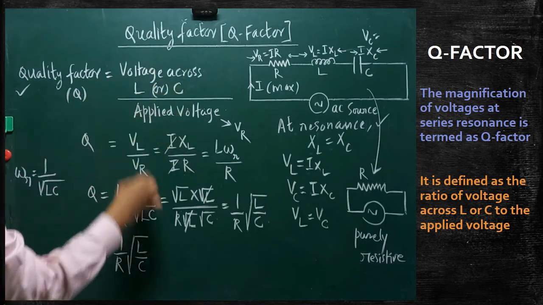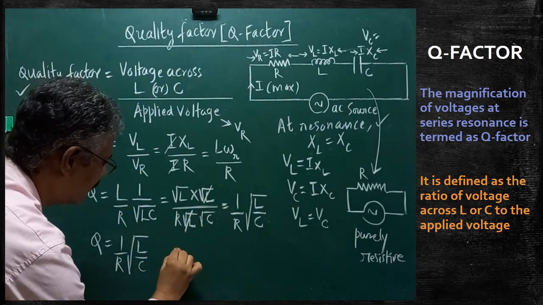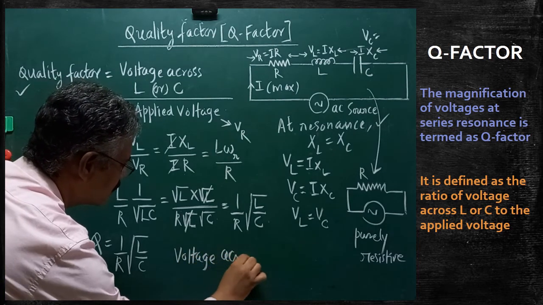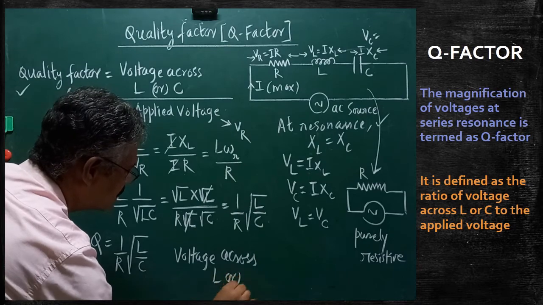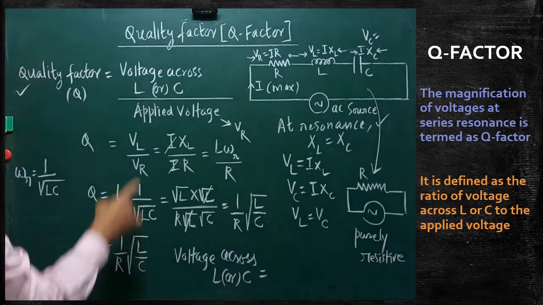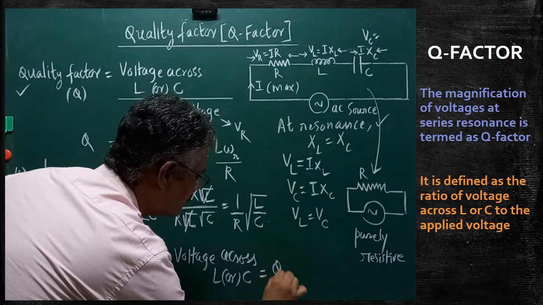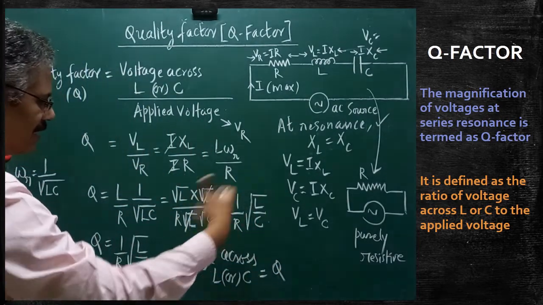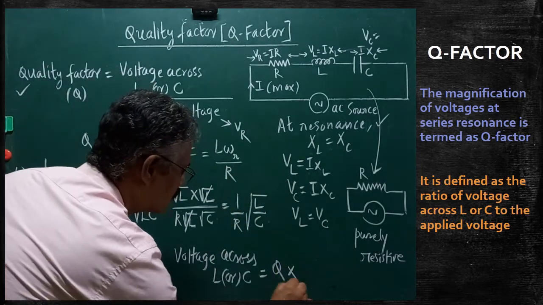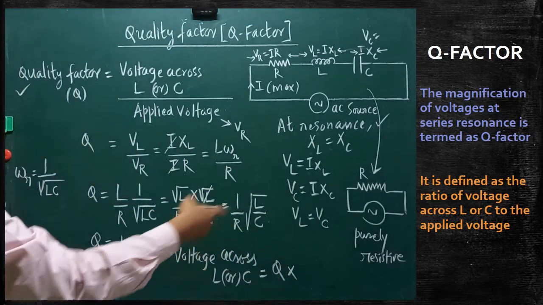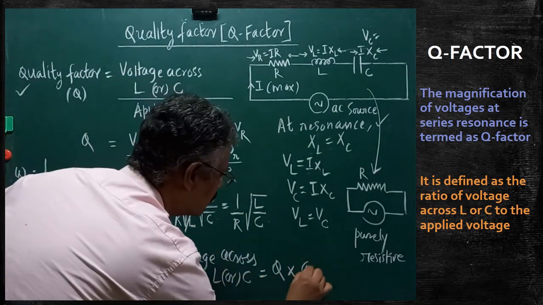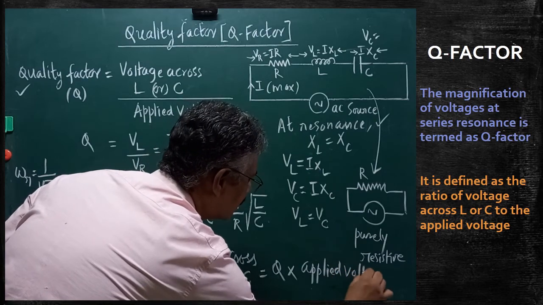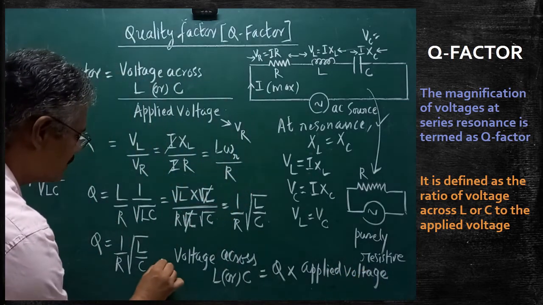So this entire thing can be written like this. How can it be written? Voltage across L or C is equal to Q times, this Q that shows the times of magnification, how many times it is magnified, into the applied voltage at the time of resonance. So this is the actual meaning.